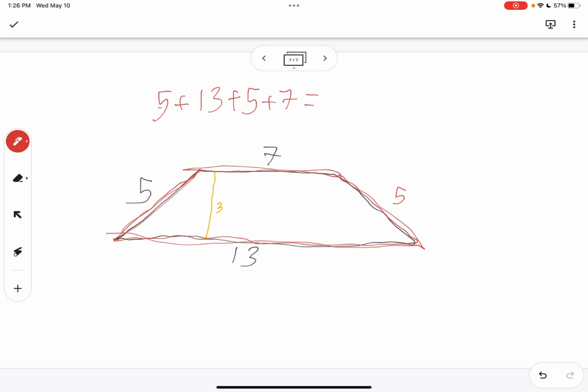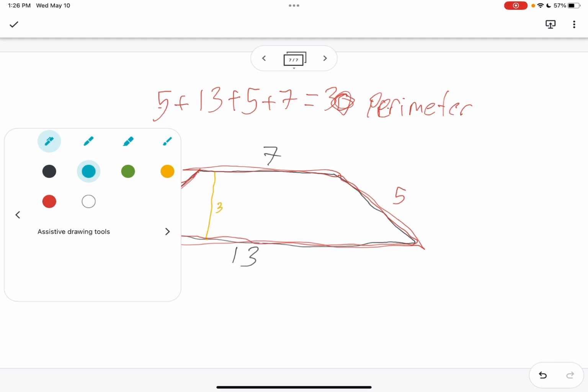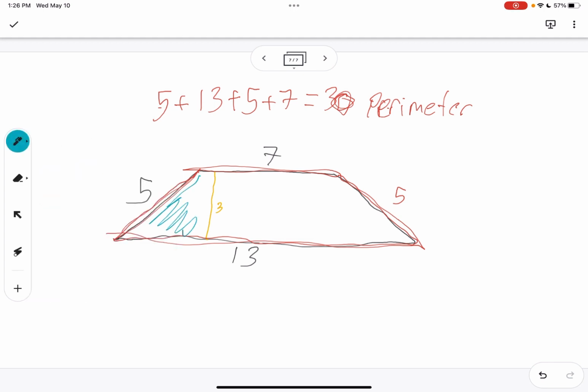So 5 plus 13 is 18. Plus another 5 is 23. Plus another 7 is 30. Hope I did the math right. So 30, okay? That's how we find the perimeter. Easy peasy. Now, to find the area, it's a little interesting, okay?